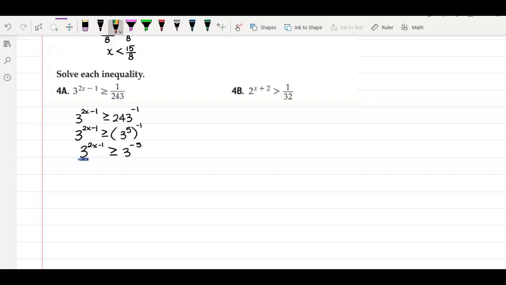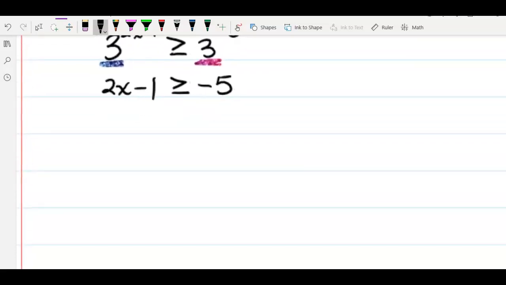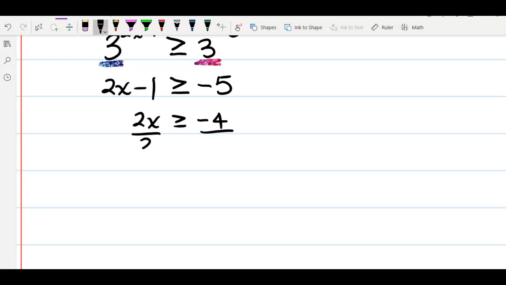Notice that the bases are equivalent, so I can just drop the bases and compare the exponents. The exponent on the left is greater than the exponent on the right, or equal to. And now we solve. We add 1 to both sides. We divide by 2. I don't need to flip my sign because I'm dividing by a positive number. And that's my answer.